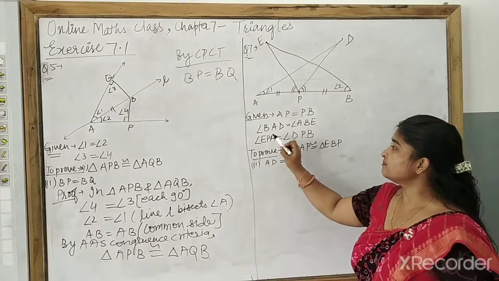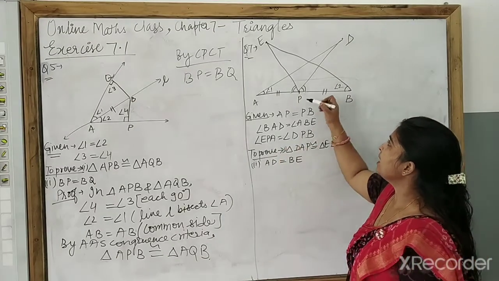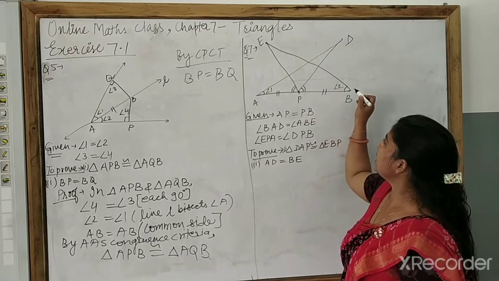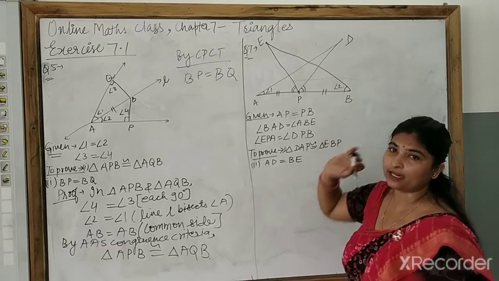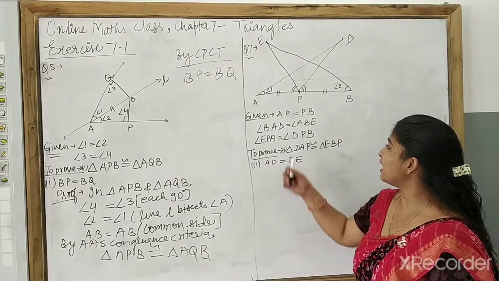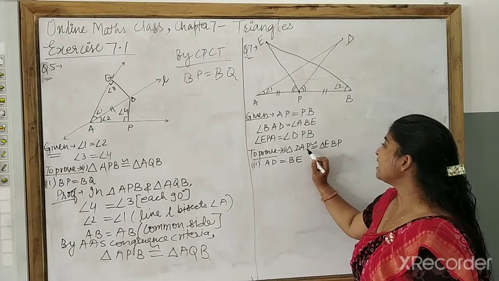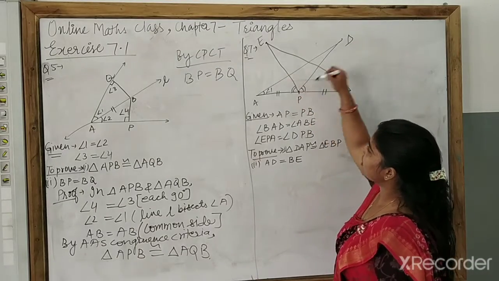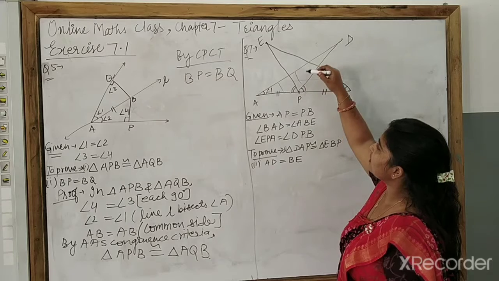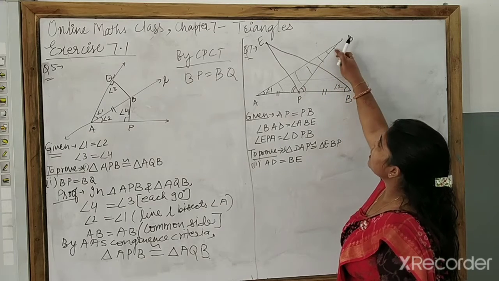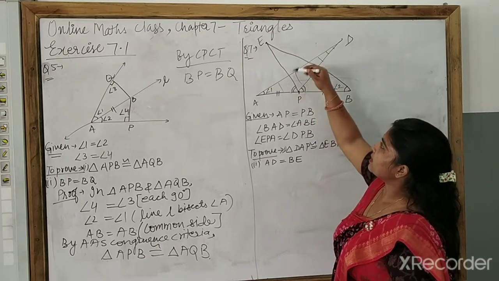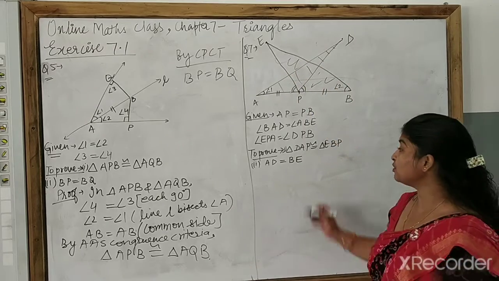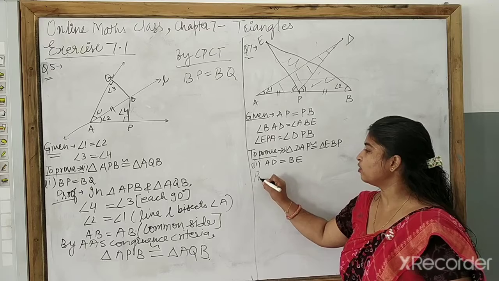Now, next is angle EPA. So this one is equal to angle DPB. So what we have to do is prove that triangle DAP, this one triangle, you can see clearly this one triangle they are talking about, is congruent to this one triangle. We have to prove this. So I will start with that only.